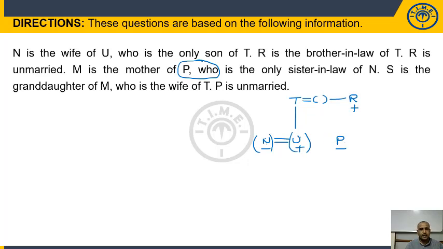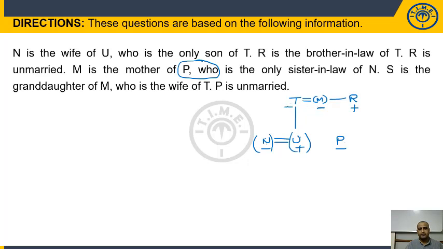But it is given M is the mother of P. If we can link with this diagram, then we'll place the M. Okay. S is the granddaughter of M. Again it is linked with the M. M is the wife of T. Now we got the information.